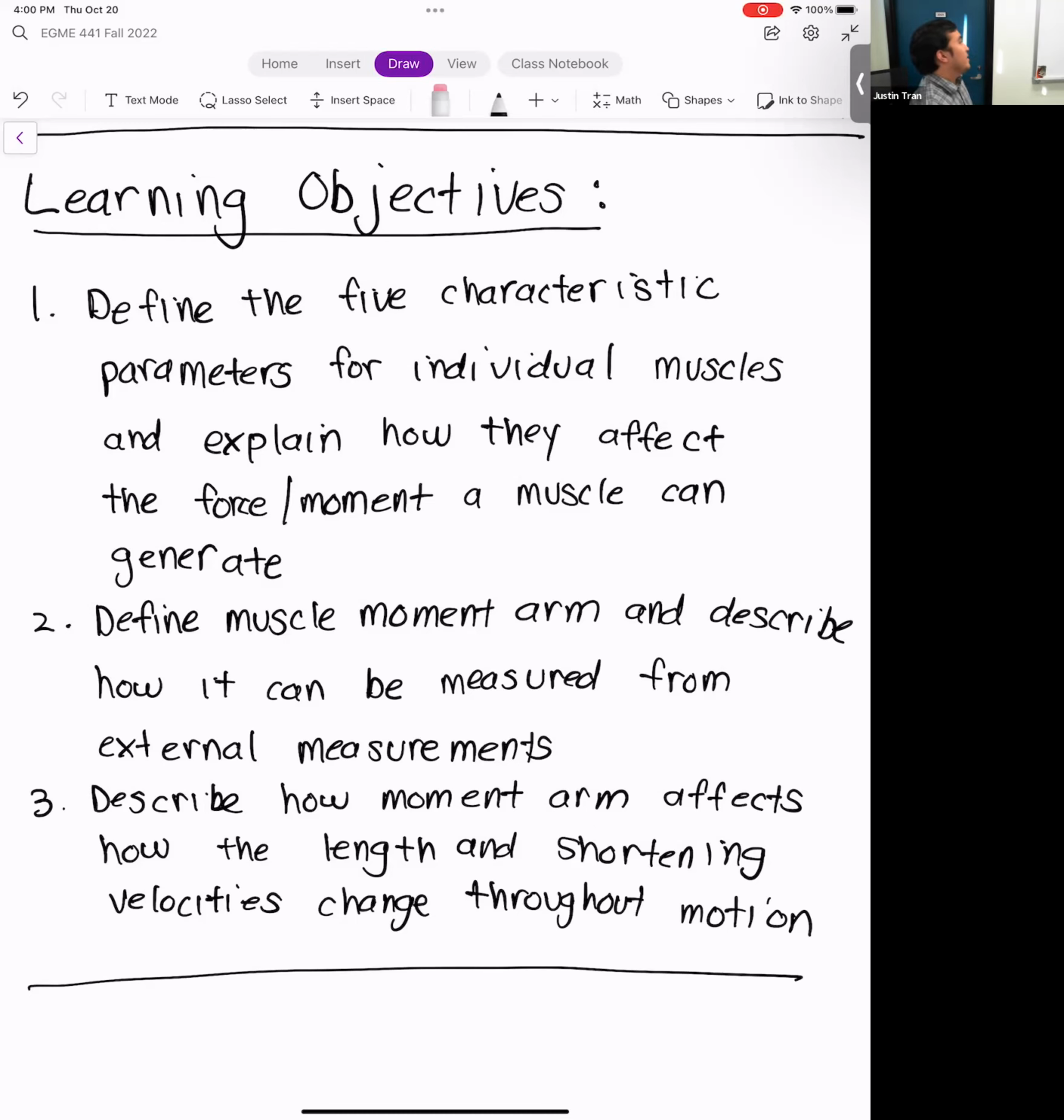All right, so today the plan is we're going to continue on with our lecture notes on muscle dynamics. We're about halfway done, and I think we'll be able to finish everything today.